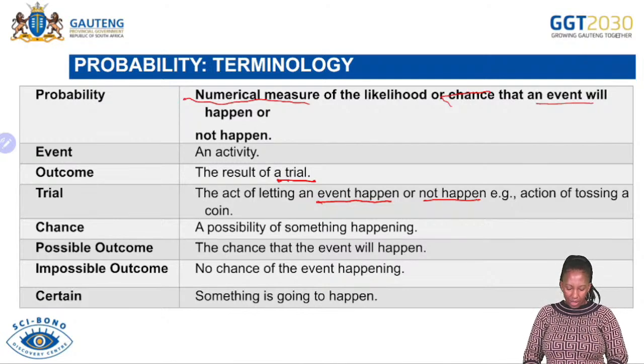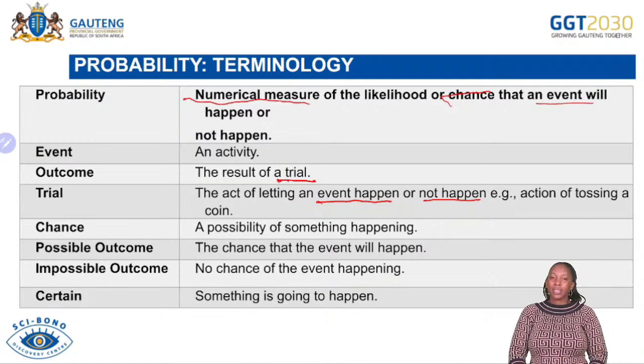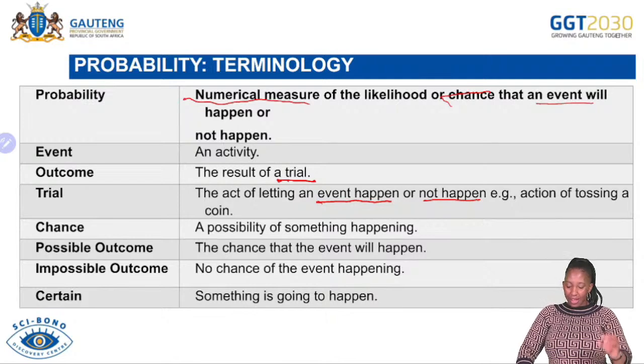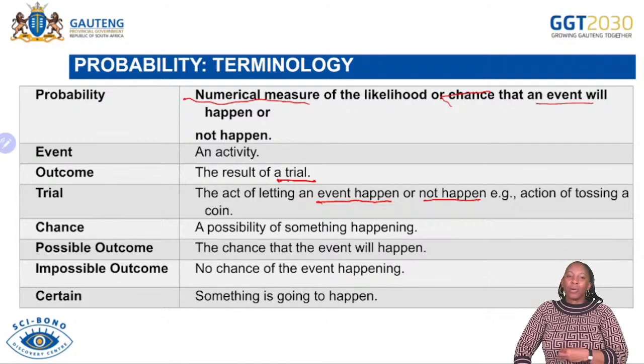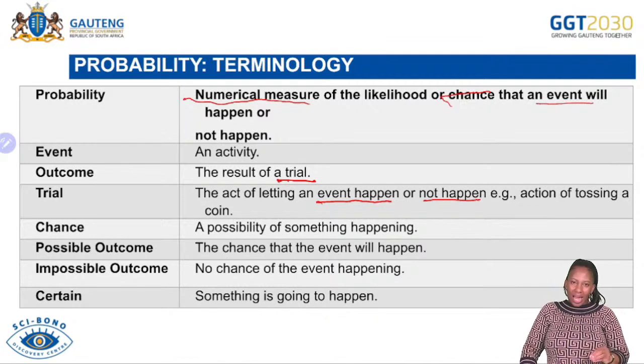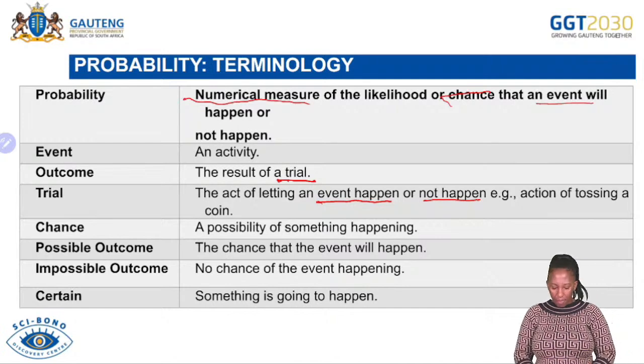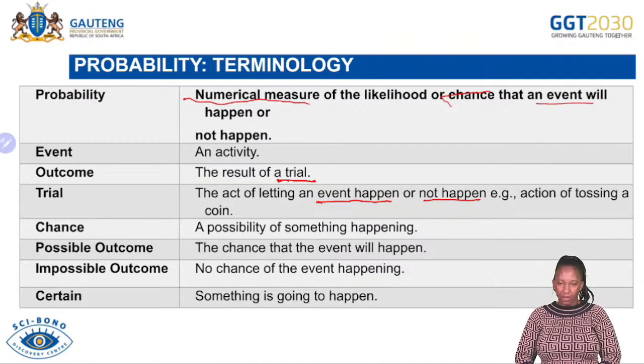And then we come again, we say a chance. A chance, we said, is a possibility of something happening. And then the possible outcomes are the results that you are expecting. The chance that an event will happen, so we'll get the outcomes. Impossible outcomes, those are the impossible, meaning that it won't happen. So there is no chance of an event happening. And then when we are certain, then we know that something is going to happen. We must know that now we are certain.